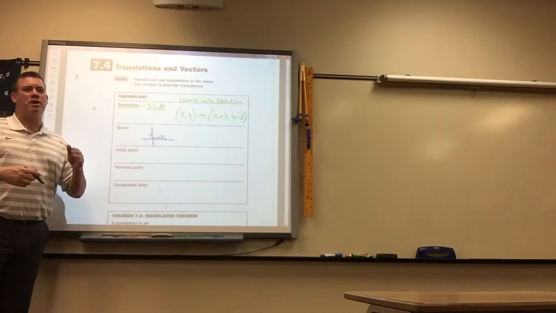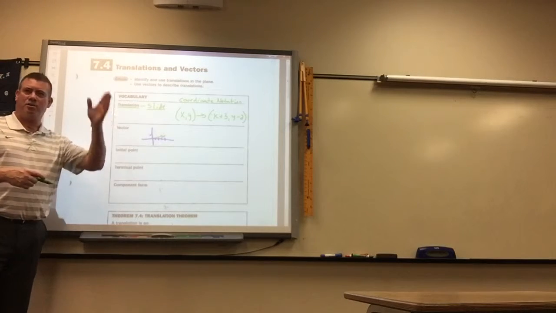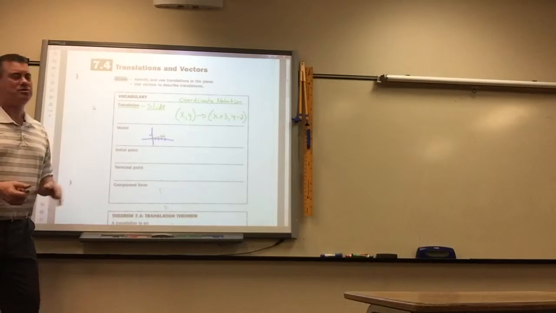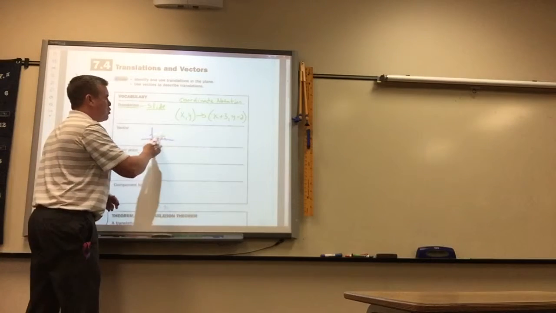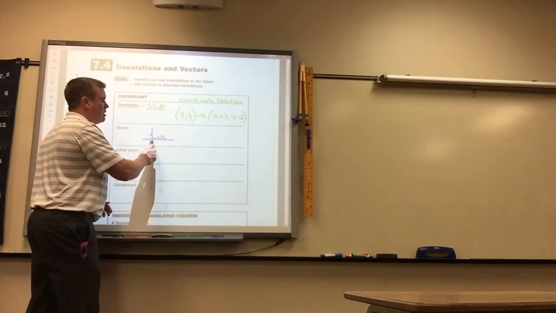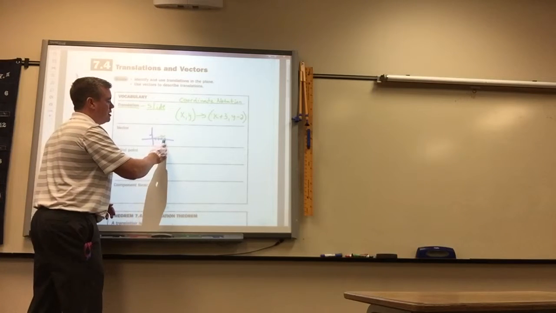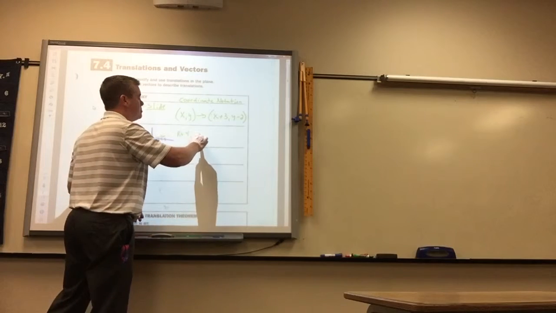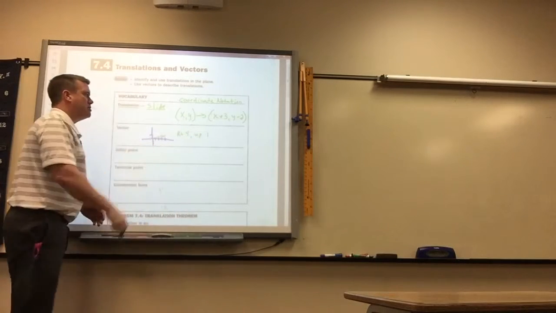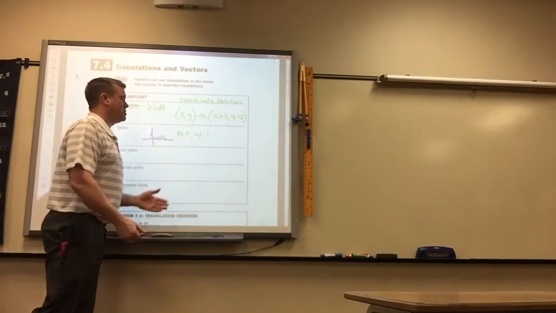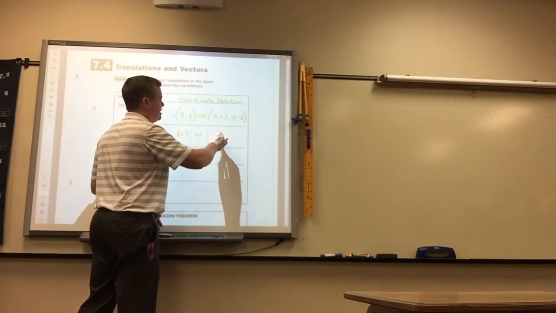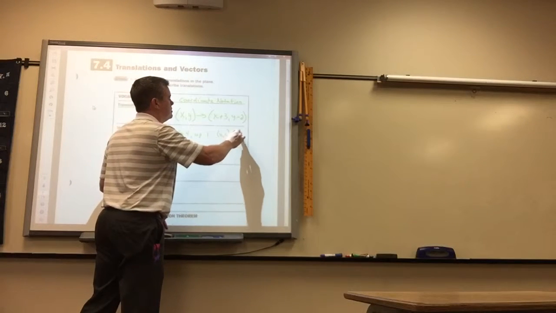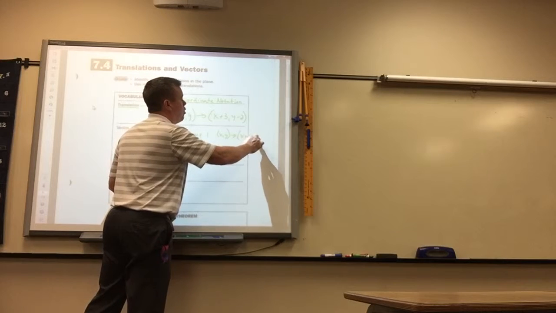Slope is rise over run, but it's the only thing in math that goes up first. Everything else is run over rise. So when you explain a vector, you go over 1, 2, 3, 4. So you'd say right 4 and up 1. That's using words. If you wrote it as a coordinate notation, you'd be like this. X plus 4, y plus 1.